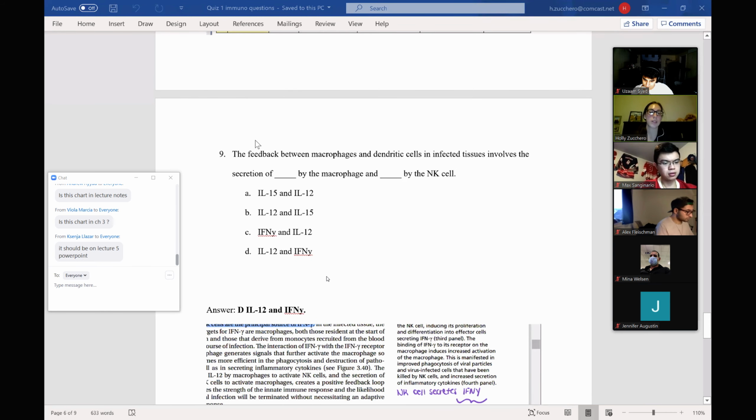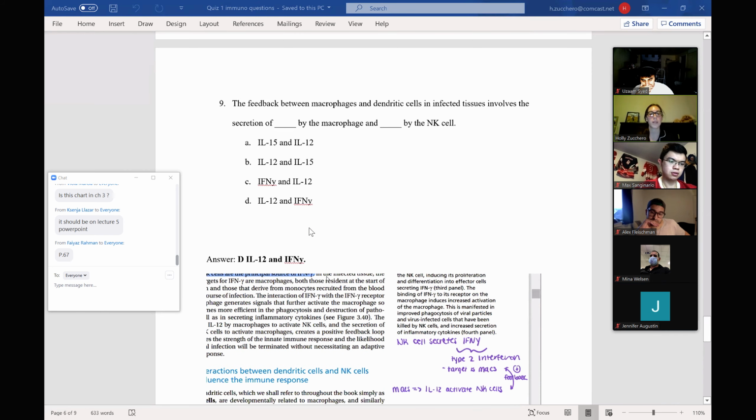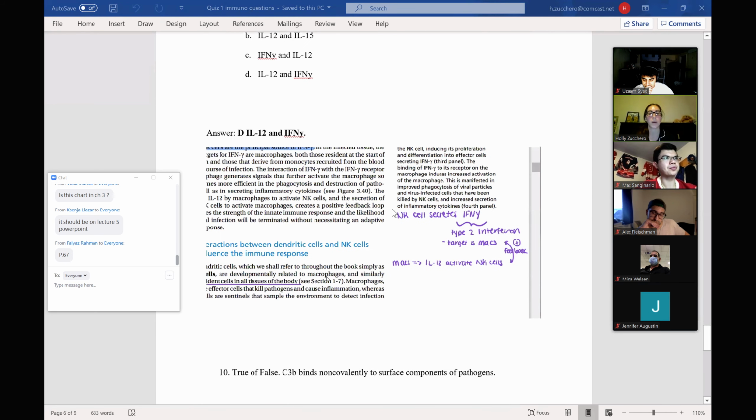And then this question: the feedback between macrophages and dendritic cells in infected tissue involves the secretion of what by the macrophage and what by the NK cell. So macrophages and NK cells have a positive feedback mechanism. Macrophages secrete IL-12. IL-12 then goes and activates NK cells, and then NK cells secrete interferon gamma, which goes back and induces more macrophages. So it's just a little positive feedback loop.